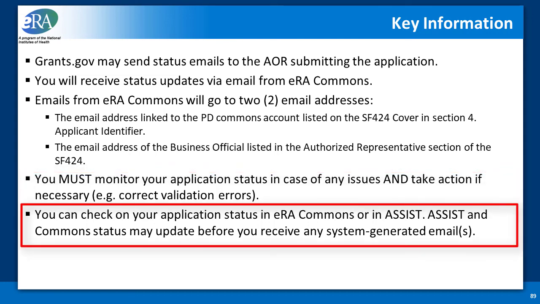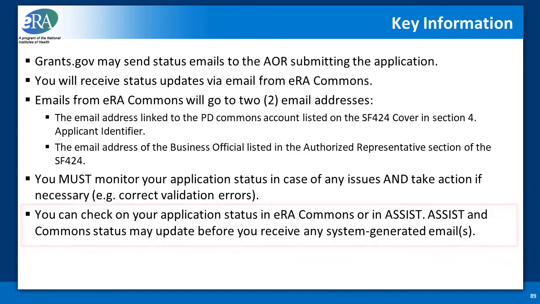You may check your application status in ERA Commons or in Assist, if you submitted through Assist, in addition to receiving status emails. Checking Assist or Commons may provide updates faster than receiving system-generated emails, as the emails rely on automated processes to send them.